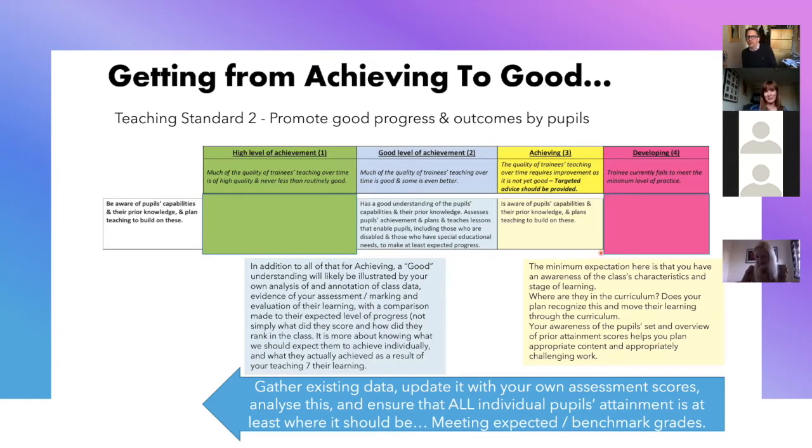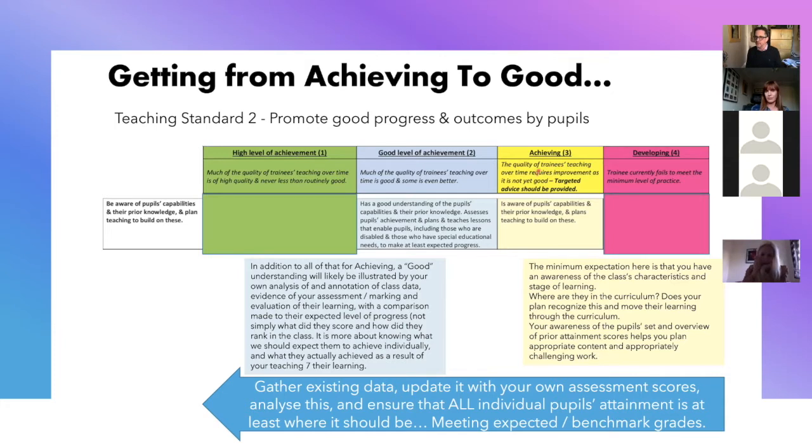Seeing as I've given you the answers, I'll just read it. So if you're achieving that standard, you have shown that you are aware of pupils' capabilities and their prior knowledge, and you've planned to teach them to build on those. So there is evidence that you've done that or can do that. The suggestion here is that you've got that level of awareness and you've acted on it, but it's not necessarily something that you've really fully integrated into your regular and routine practice yet. So there's a minimum expectation here for achieving.